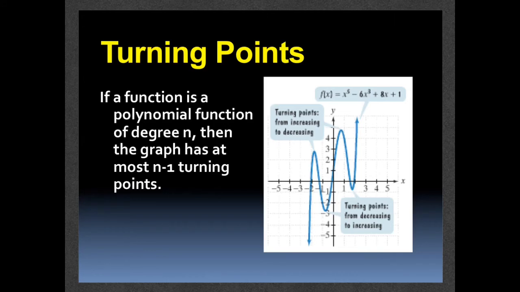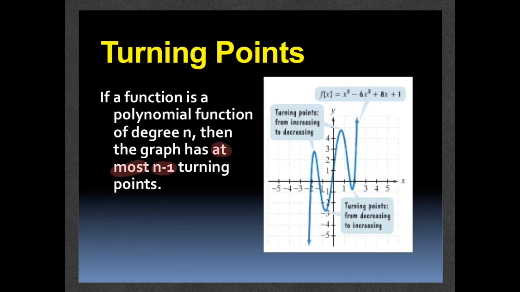Okay, the turning points of a function is how many times the function changes direction. If a function is a polynomial function of degree n, again n being the highest degree, then the graph has at most n minus 1 turning points. So notice it says at most. It can have fewer than n minus 1 turning points if one of your roots is actually an imaginary root, but it cannot have more than n minus 1.